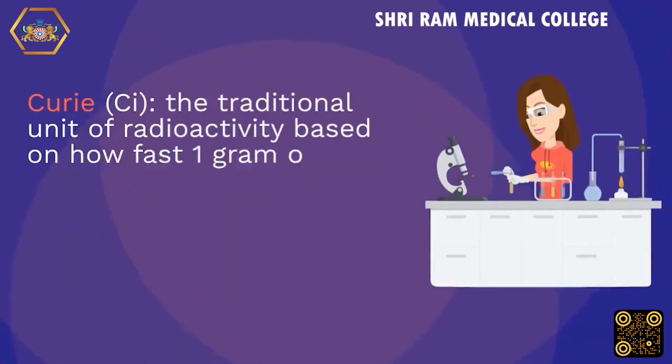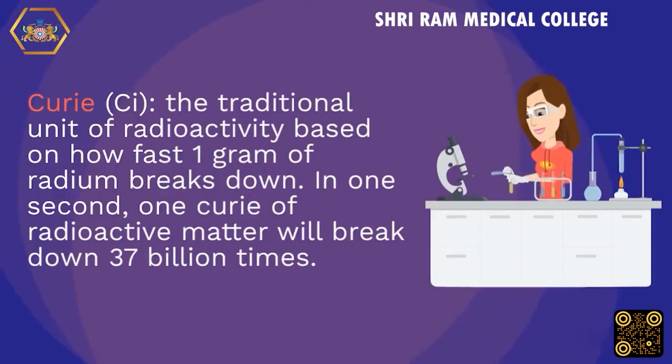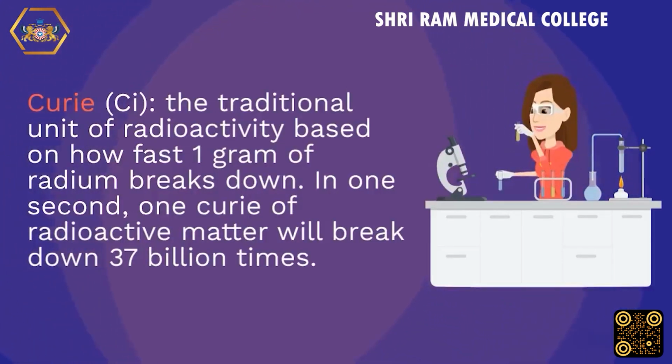Curie, C, the traditional unit of radioactivity based on how fast 1 gram of radium breaks down. In 1 second, 1 Curie of radioactive matter will break down 37 billion times.